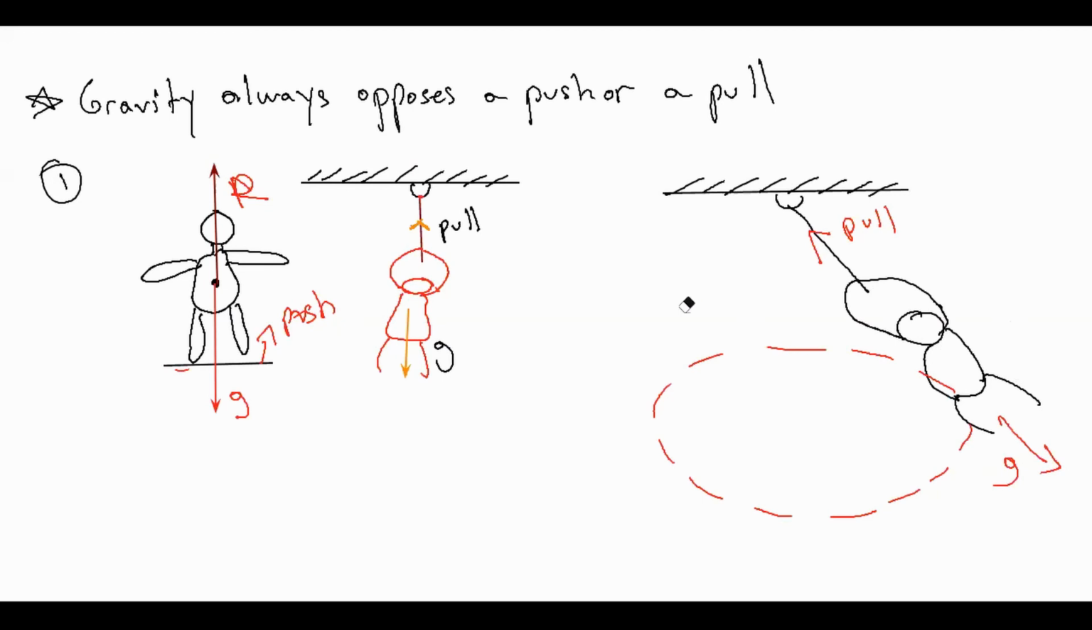Okay, so the gravity is acting downwards, but because gravity opposes a push or a pull, we make an arrow over there. And this is the perceived gravity.